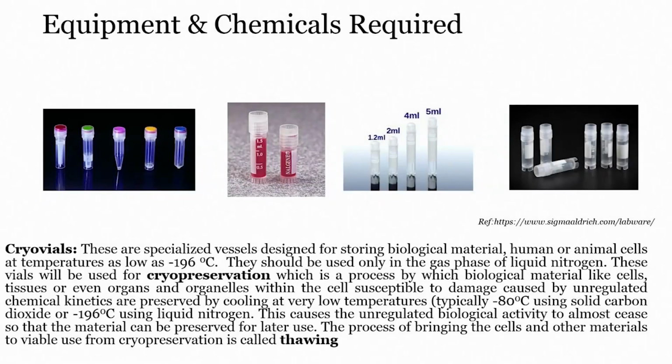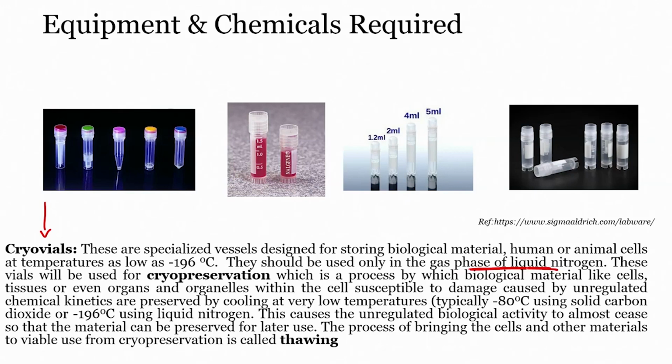Okay. So, let us go to the next slide, and the next slide is cryovials. What are cryovials? These are specialized vessels designed for storing biological material, human or animal cells, at temperatures as low as -196 degrees centigrade. They should be used only in the gas phase of liquid nitrogen.